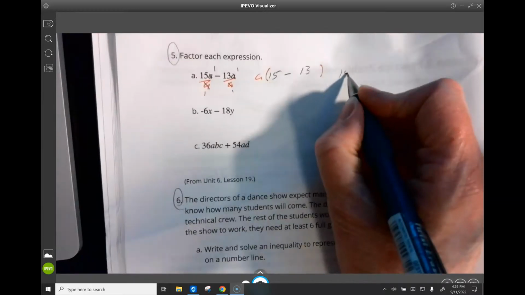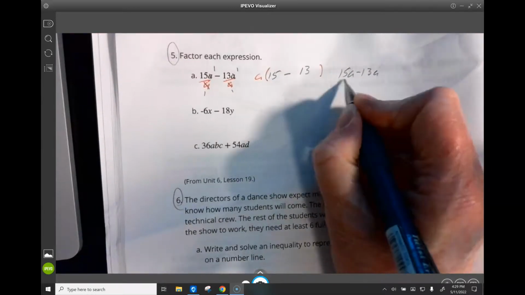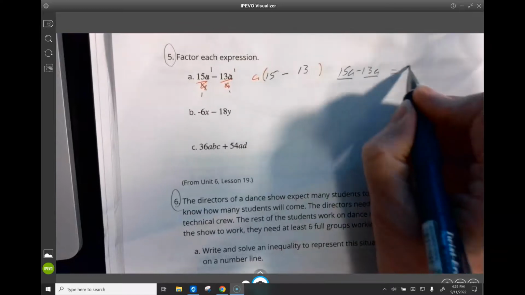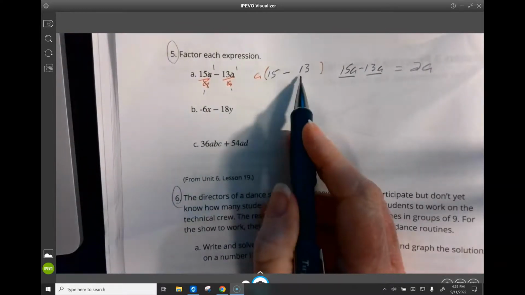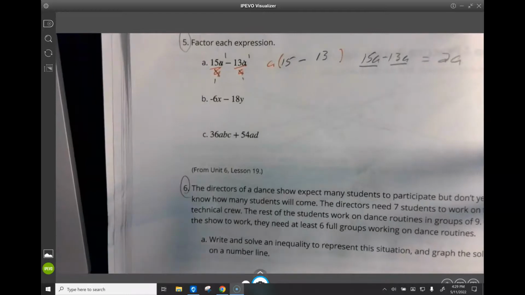But look at this problem again. 15A minus 13A. See how they're both like terms? So I would just go 2A. Why we're factoring? I don't know. I think it's kind of silly, personally.